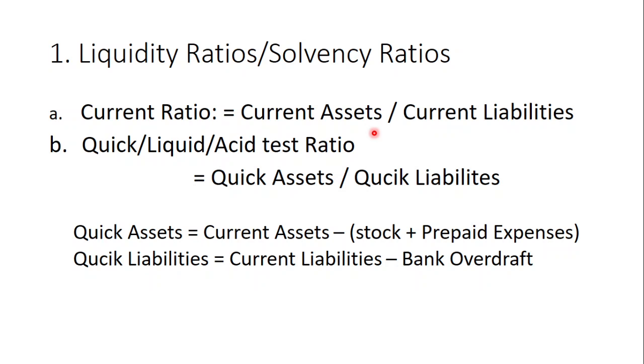Then the second one is quick or liquid or acid test ratio. It is equal to quick assets divided by quick liabilities. The formula for calculating quick assets is current assets minus stock and prepaid expenses.